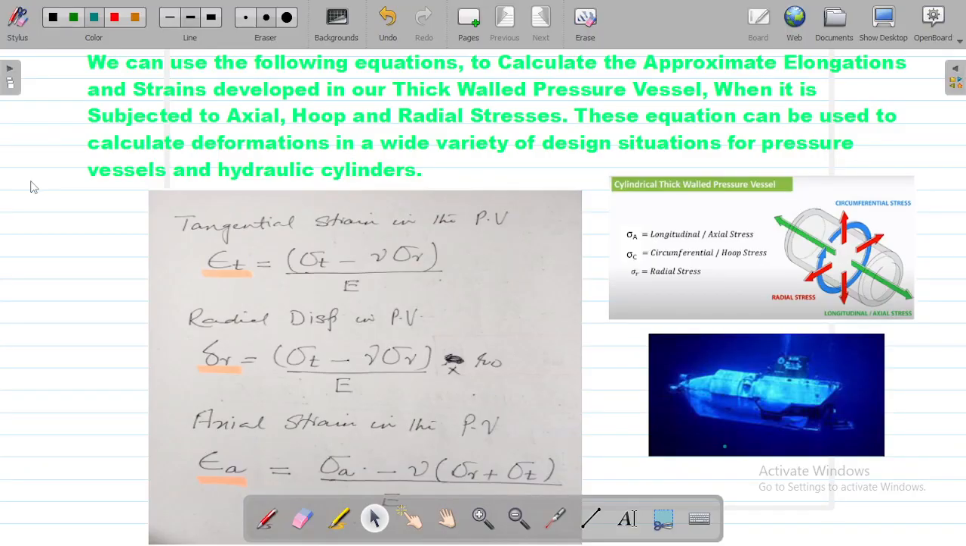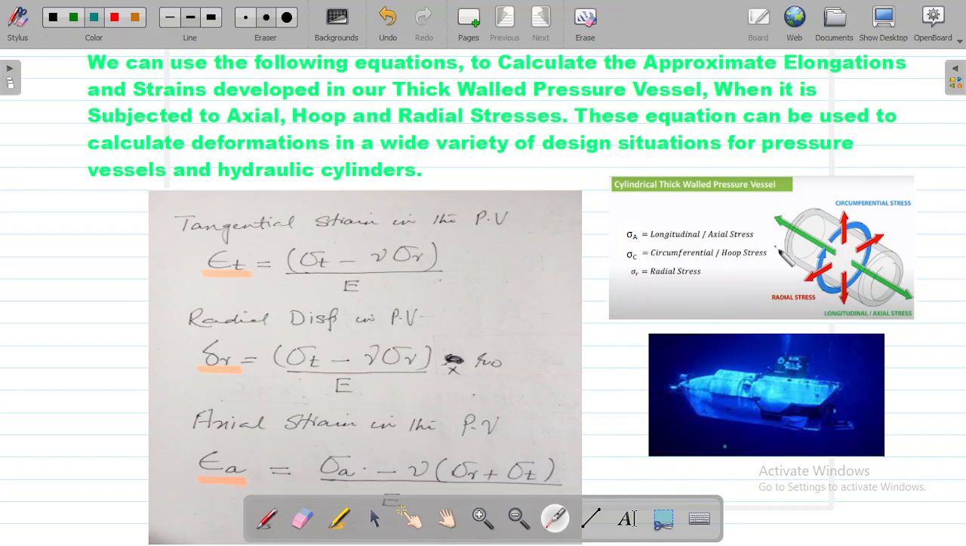So today we are going to discuss a very new topic, and that is basically thick walled pressure vessels. In the thick walled pressure vessels, we have already discussed the stresses that are being generated in our pressure vessel. That is, whenever it is pressurized, we have the longitudinal axial stress being generated, we have the hoop stress being generated, and we have the radial stresses being generated.